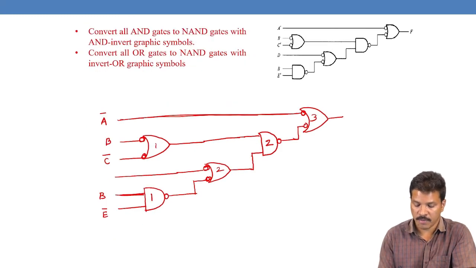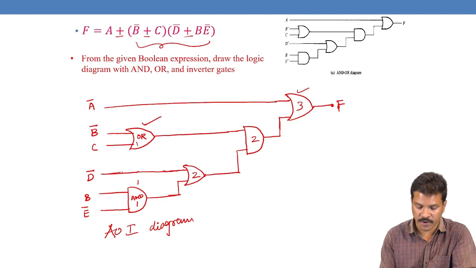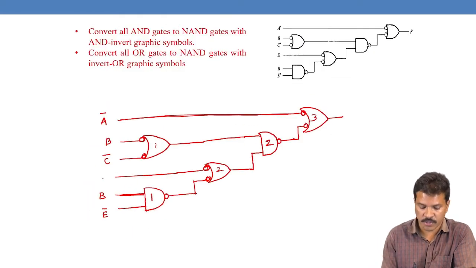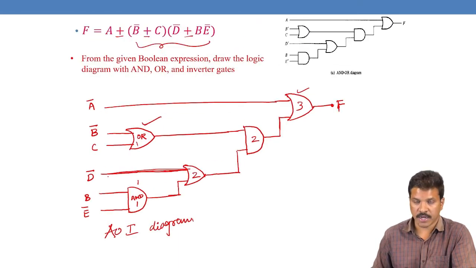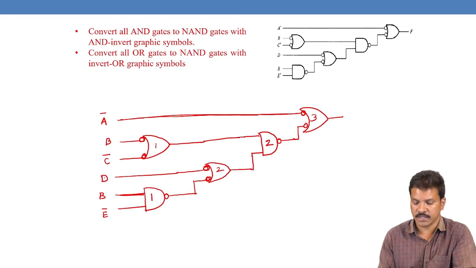And here a bubble is there. In the previous diagram, D bar is given directly to the OR gate, but I am putting a bubble, so that variable changes from D bar to D. So I am changing the variables like this. Because of this bubble, A becomes A bar. Because of these bubbles, B bar becomes B, C becomes C bar, and because of this bubble, D becomes D bar.